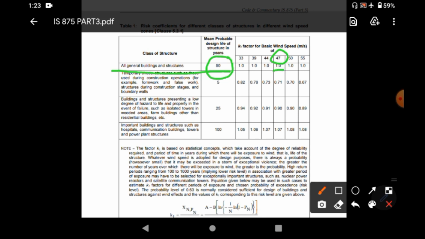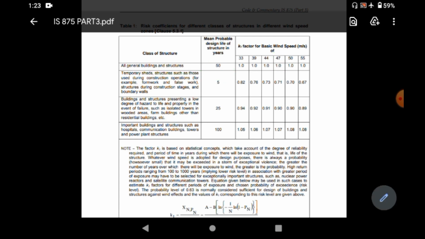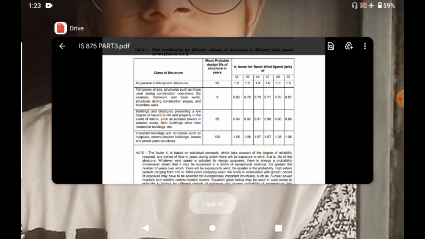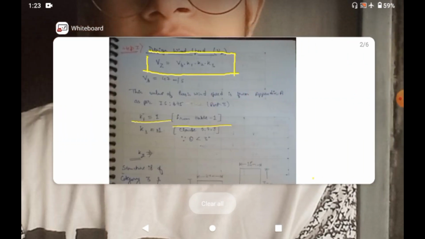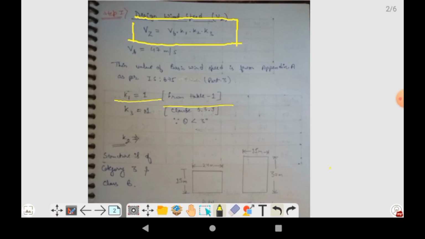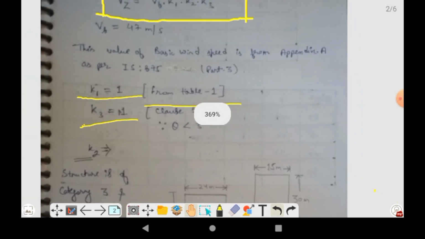So I hope it is clear to you from where we can find the value of k2. Okay, so now again here you can see that I have calculated the value of k3. Okay, so k3 again I have taken as 1. I hope it is very visible to you.